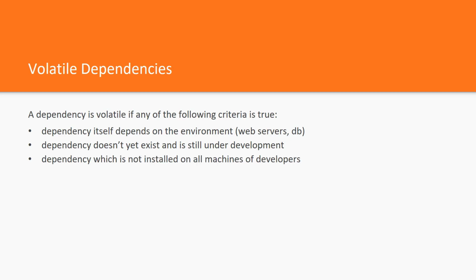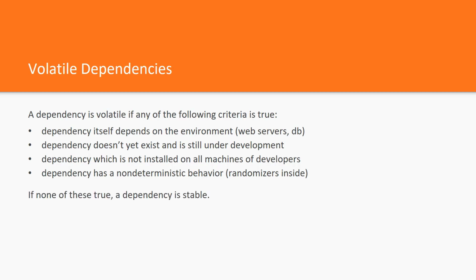The dependency is not installed on all machines of developers. And the dependency has a non-deterministic behavior. It can depend on DateTime.Now, random number generation, and similar unstable by their nature things. In general, we can define stable dependencies as dependencies that are not volatile. It may sound odd, but it's quite simple and useful, so we will stick with that definition.